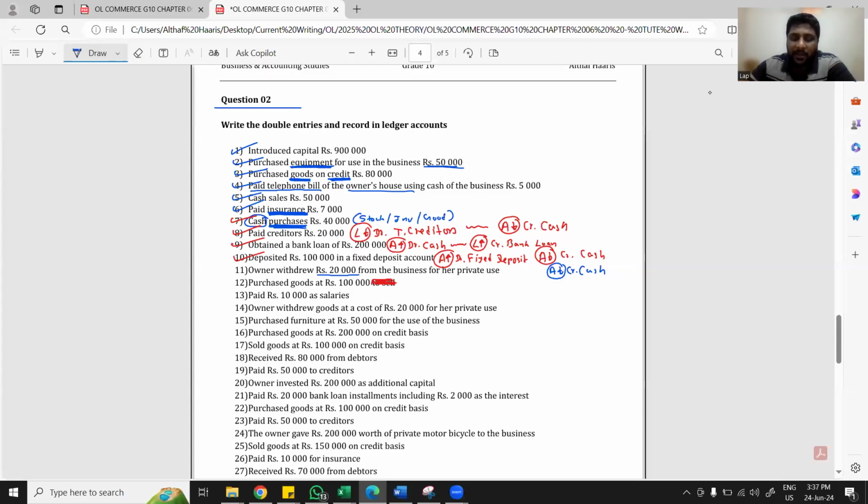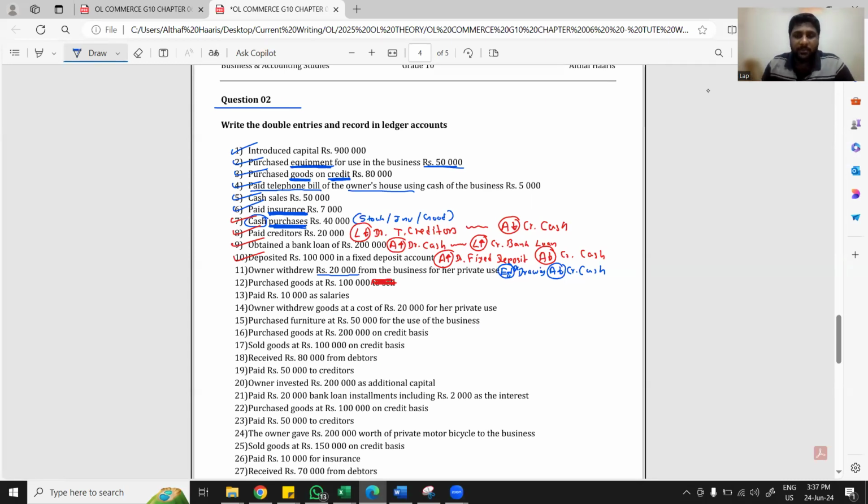And from the other side, who is taking this money? The owner. I told you, if the owner takes money from the business, it is drawings. So equity is decreasing. Equity decreases is what, people? Debit or credit? Good, Zakir. It is debit.